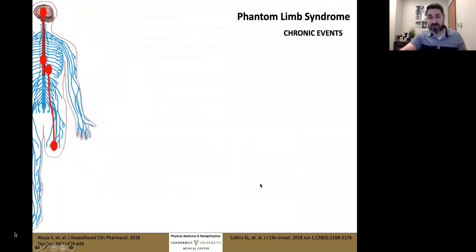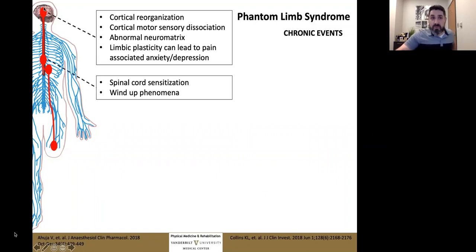Chronic events, what happens long term? Well, there's cortical reorganization, which we'll see, right? Cortical motor sensory dissociation, an abnormal neuromatrix, which is a very interesting idea to sort of define and wrap our minds around. And there's limbic. Your limbic system is your affective, your emotional system, right?